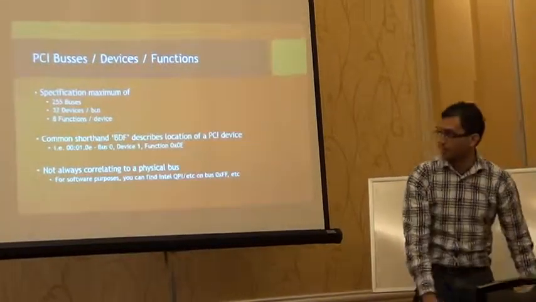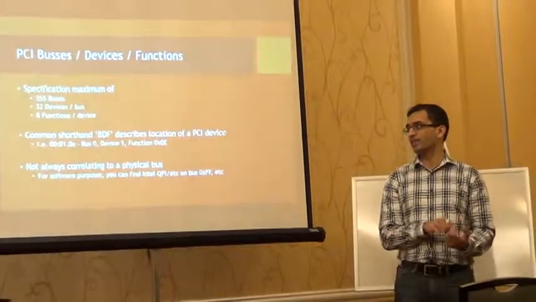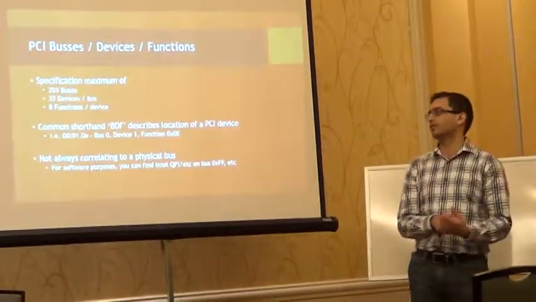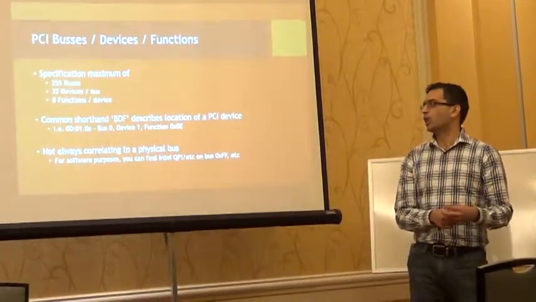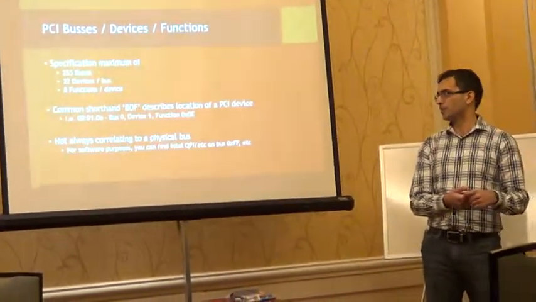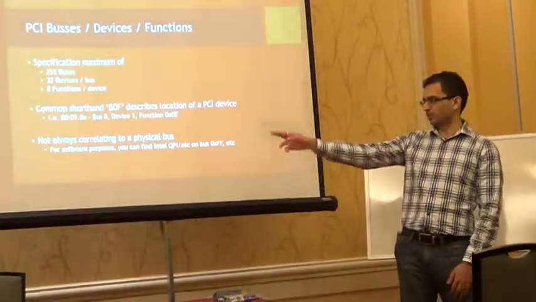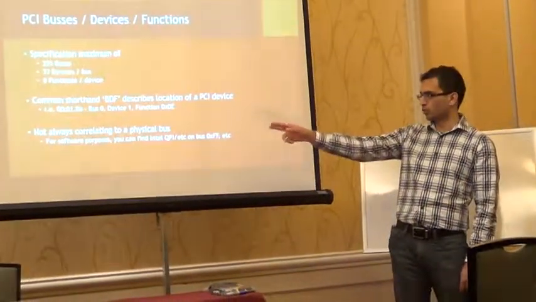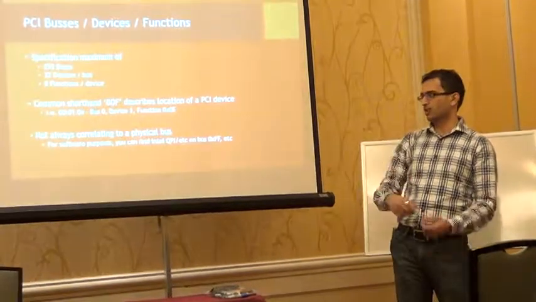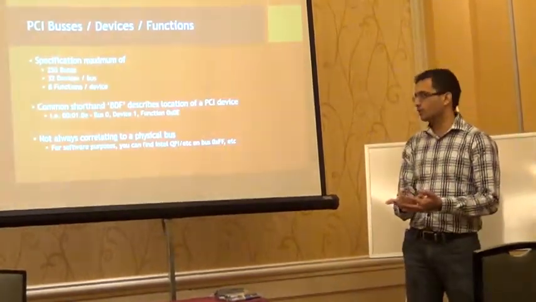The spec limits you to 255 buses, 32 devices per bus, and then up to 8 functions per device. And that's a hard limit. That's not changing anytime soon. So we use a shorthand BDF, or bus device function, to describe the location of a PCI device. So kind of the standard Linux output format is like 0:1.e. You're on bus 0, talking to device 1, function 14.